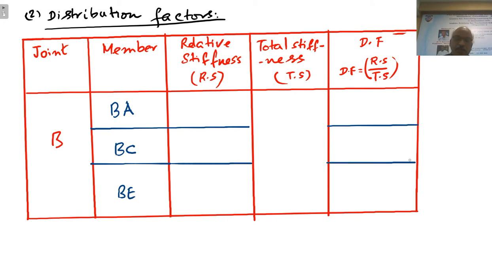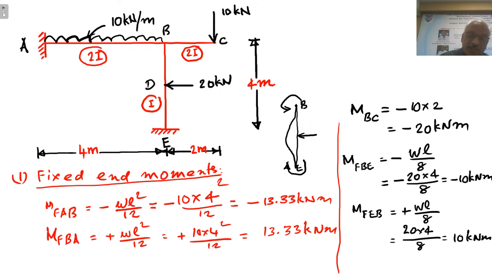Now for member BA, the relative stiffness is I by L because the far end is fixed. For this member, I is 2I and L equals 4 meters. Then that is I by L, which is 2I by 4.